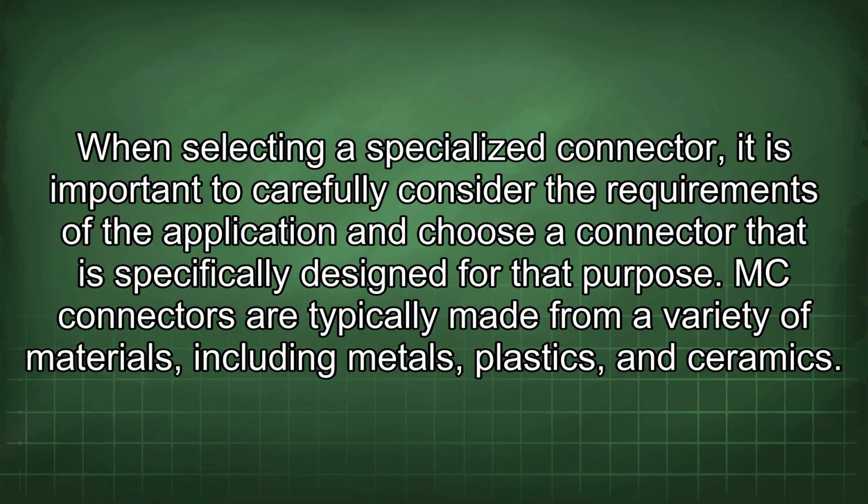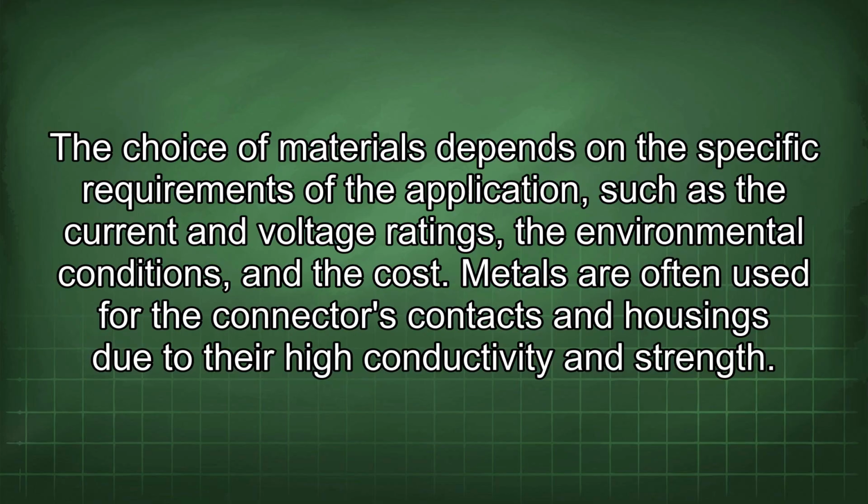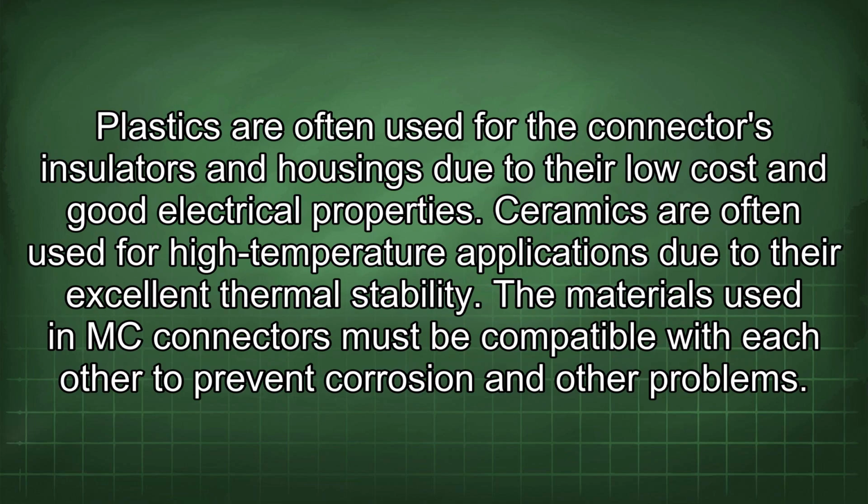MC connectors are typically made from a variety of materials, including metals, plastics, and ceramics. The choice of materials depends on the specific requirements of the application, such as the current and voltage ratings, the environmental conditions, and the cost. Metals are often used for the connector's contacts and housings due to their high conductivity and strength. Plastics are often used for the connector's insulators and housings due to their low cost and good electrical properties. Ceramics are often used for high-temperature applications due to their excellent thermal stability.